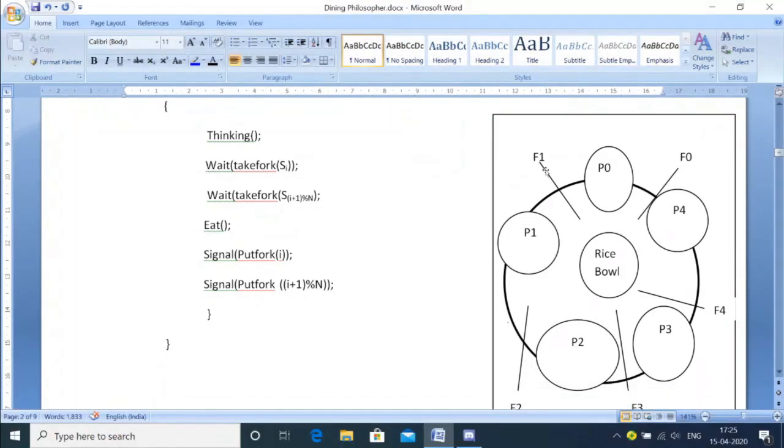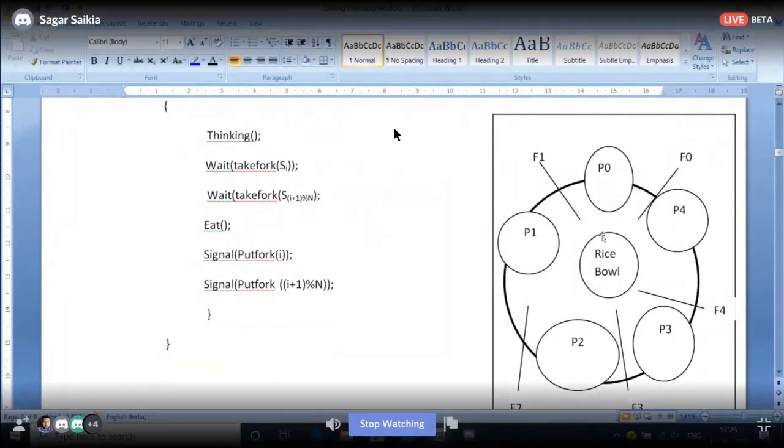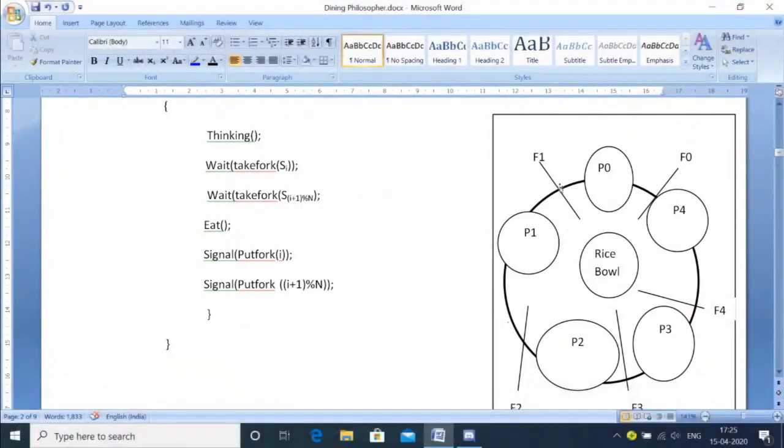Similarly, if P0 wants to consume this rice bowl through F1, through this fork, what will P0 do? P0 has to change the value of the semaphore associated with F1. What is the semaphore associated with F1? S1. So P0 has to change the semaphore S1 from 1 to 0.